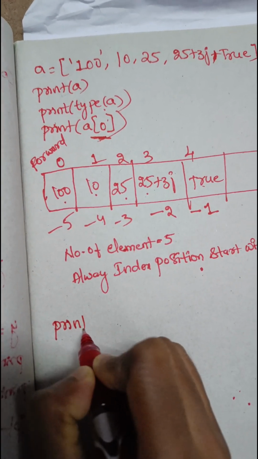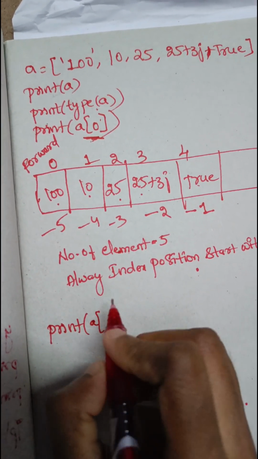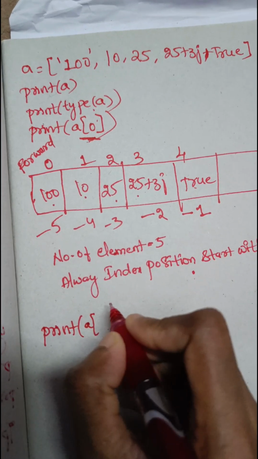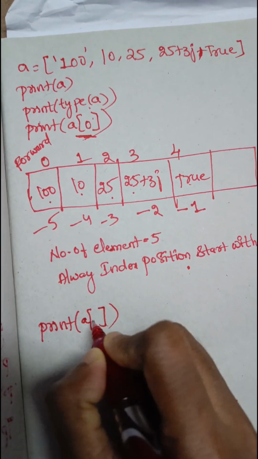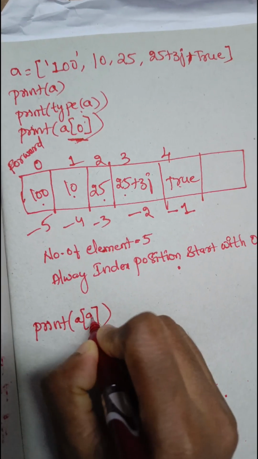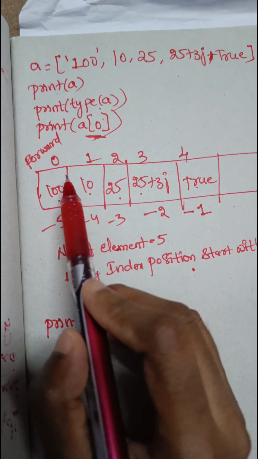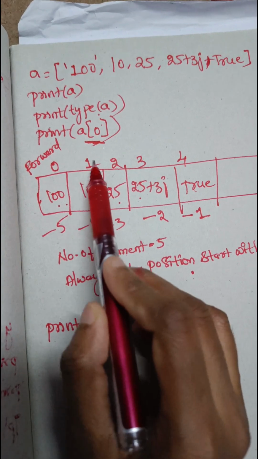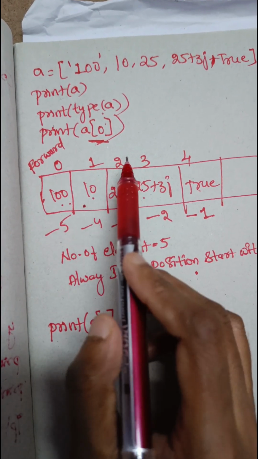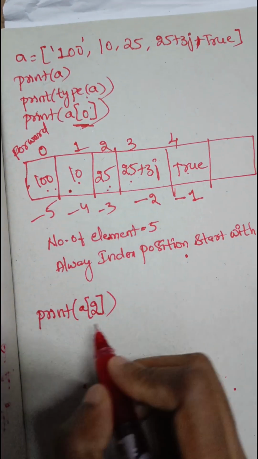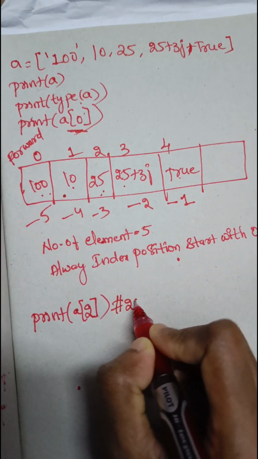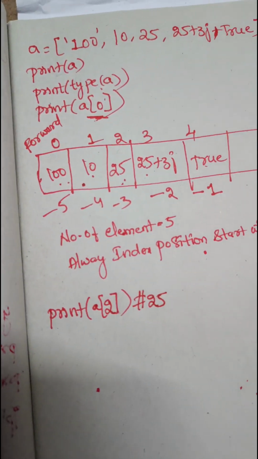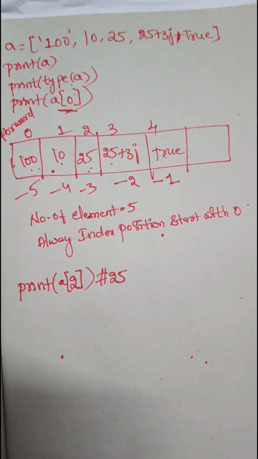Suppose it is print of a of, the index position needs to be mentioned in square brackets, right? So first just write the square brackets, then write the index position. I am writing 2. So what is the element at the second index position? At index position 0 the item is 100, at index position 1 the item is 10, at the second index position the item is 25. So you will get 25. Okay, I hope everyone is clear with this.